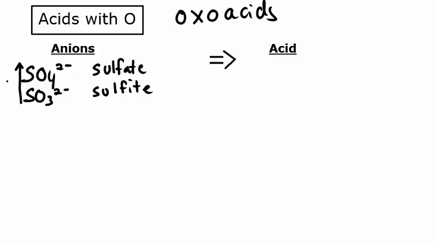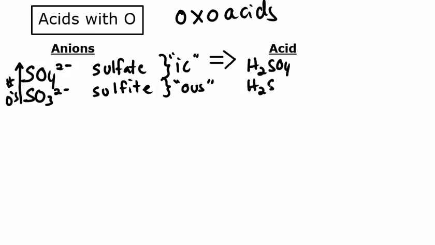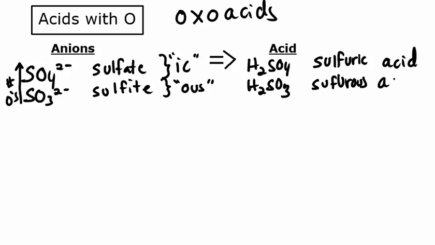Okay, so notice the only difference between them is the number of O's. So we can kind of say there's a graph, number of O's going up. All right, the one with more O's, the ending will change to ic. And the one with fewer O's will change to OUS. So when you add the H pluses, in this case it'll be 2 to balance the charges, you'll have H2SO4 and H2SO3. You change sulfate to ic, so it becomes sulfuric, and of course it's acid. Then sulfite becomes sulfurous acid. All right, so change the endings.